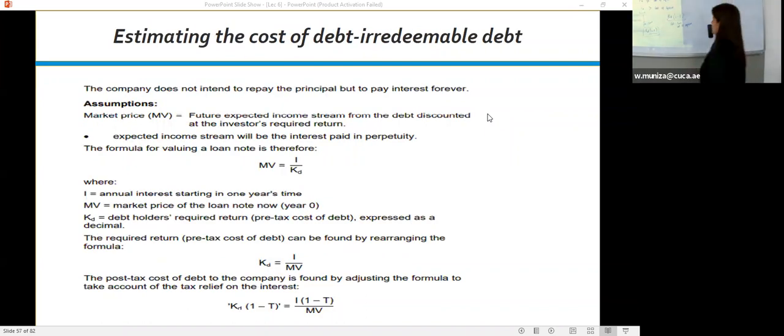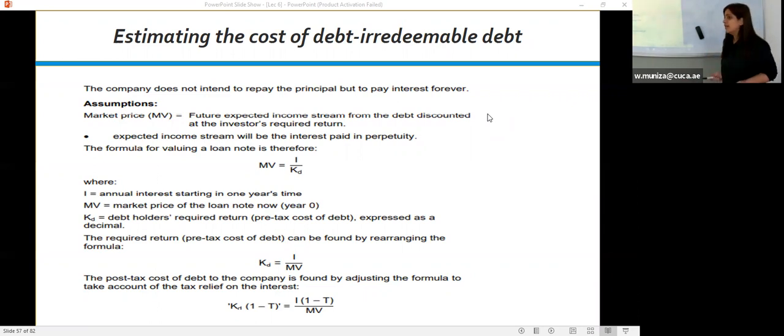Now, students, because we are clear about this discussion, we are going to learn how we can calculate the cost of different kinds of debt: redeemable debt, irredeemable debt, convertible debt, and bank loan. Estimating the cost of debt, the first one under discussion is irredeemable debt. Students, irredeemable debt is the one which is never going to be redeemed. In practical situations, there might be some time period in which the debt is going to be redeemed, but in theory, we are going to assume that irredeemable debt is never going to be paid.